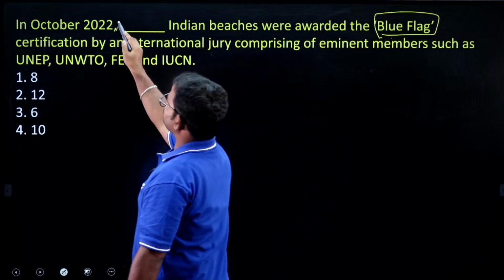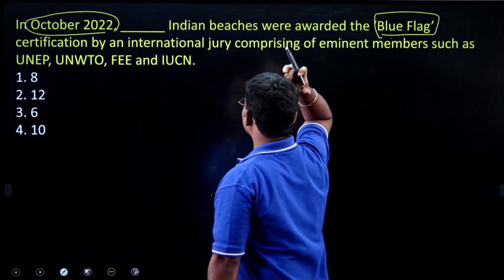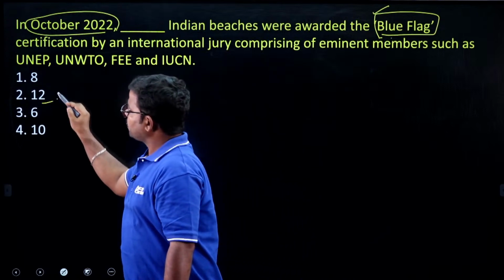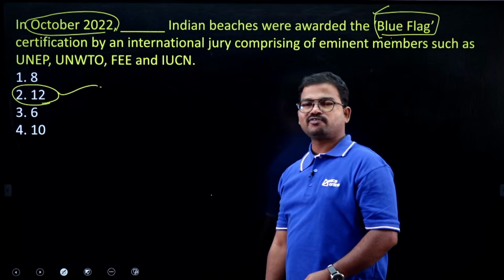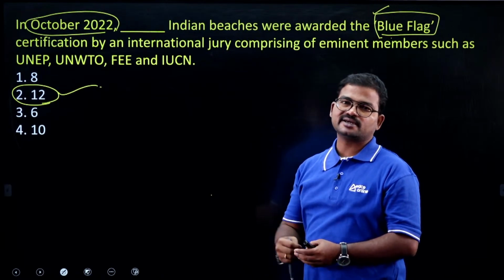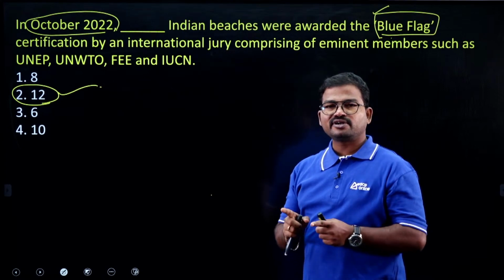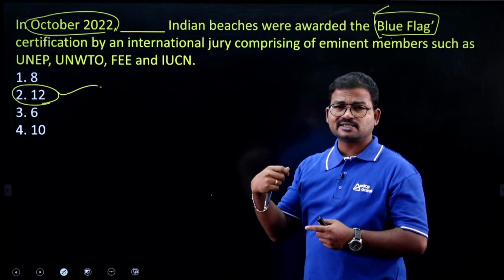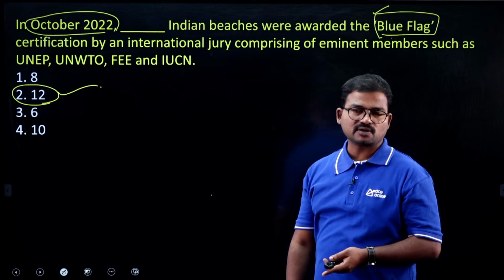In the year 2022, how many Indian beaches were awarded the Blue Flag? So 12. Option 2 is the right answer. What is the specialty of the Blue Flag? If any beach attains this Blue Flag award, then those locations are mostly preferred by foreigners to visit. So it should have at least a Blue Flag award. That is also one of the interesting concepts here.